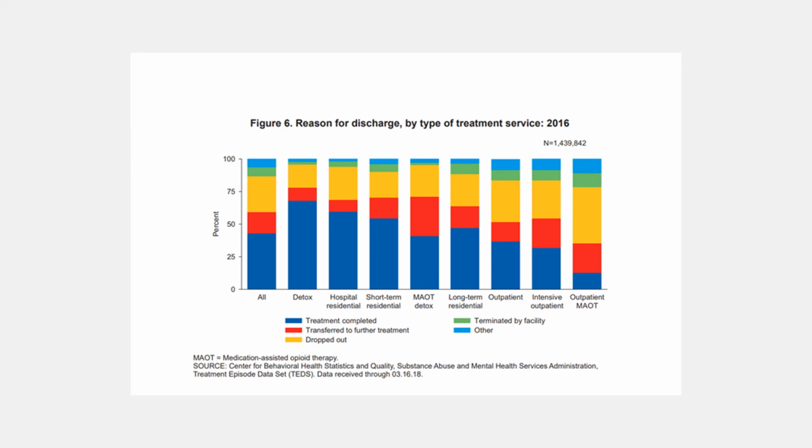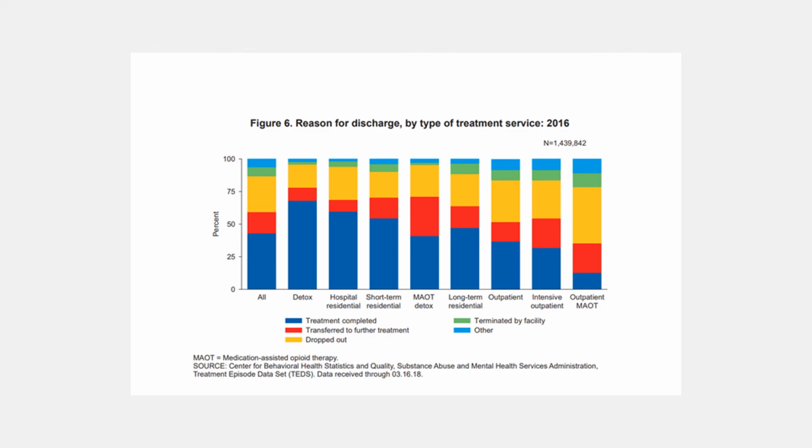Then this graph takes a look at when people are discharged, and what the reason behind that discharge is. The blue section in each of these categories is that they've successfully completed treatment. The red bar is that they were transferred to a different treatment program, or maybe moving on to a higher or a lower level of care. The yellow is that they have dropped out of that treatment. The green is that they were terminated or asked to leave by the facility. And then the light blue is other.